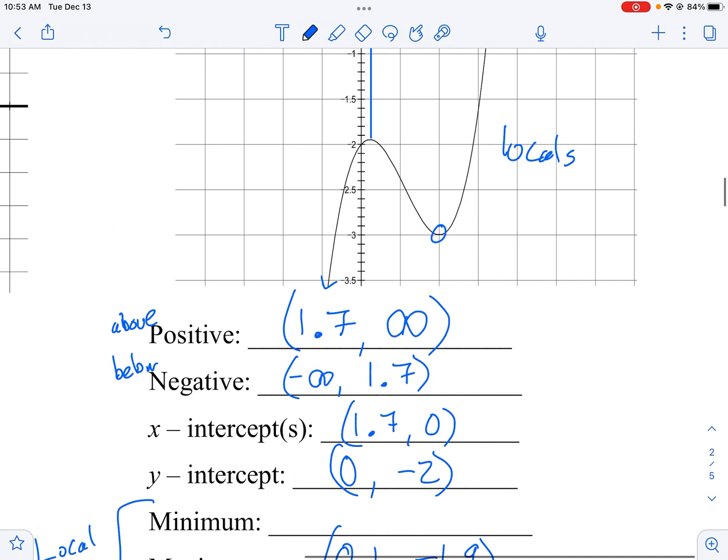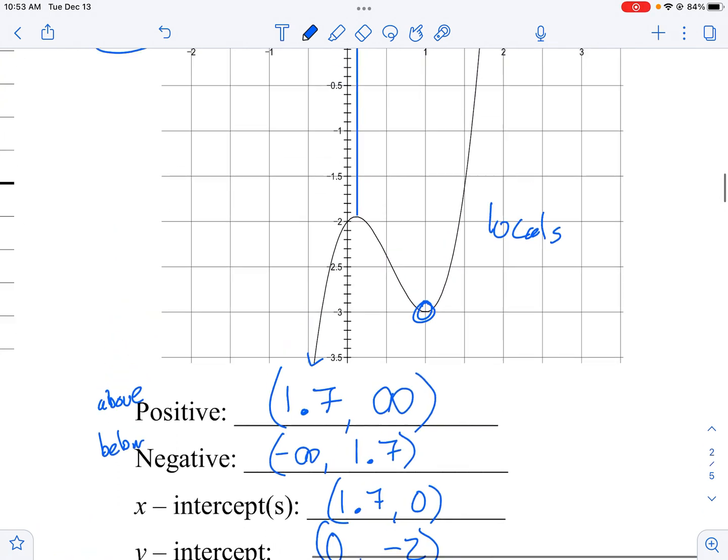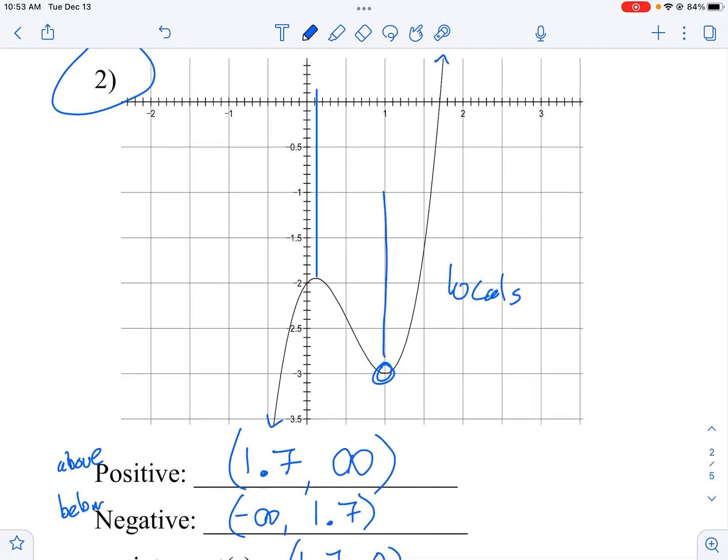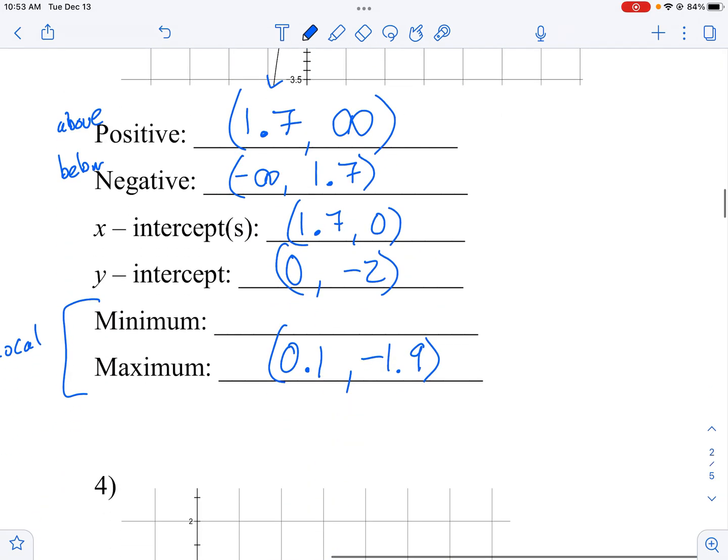Sometimes you have to approximate things, so that's my best approximation for right there. And then I got a point here. This one is at a nice intersection. The x value is 1. The y value is negative 3. So we're going to go to 1, negative 3.